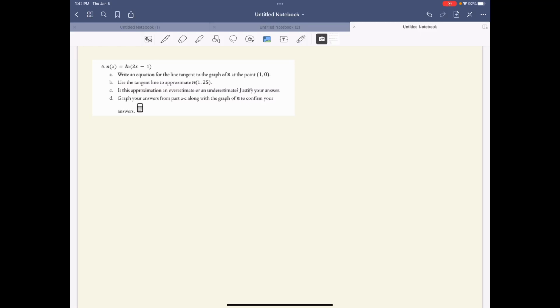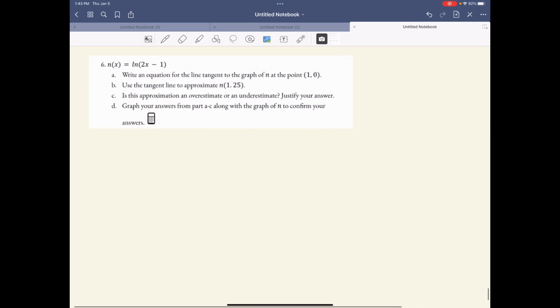In this video, I'm going to walk you through how you can find the line tangent to the graph, how to use that tangent line to approximate a particular value, and then how to determine whether or not that approximation is an overestimate or an underestimate. So in part A, we're asked to find the equation of a line tangent to the graph.